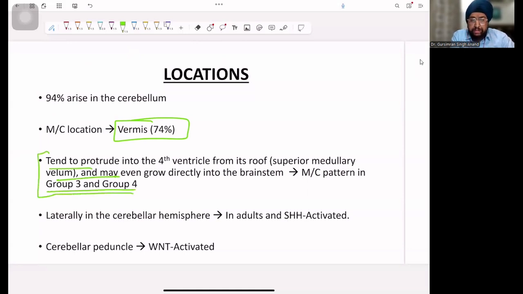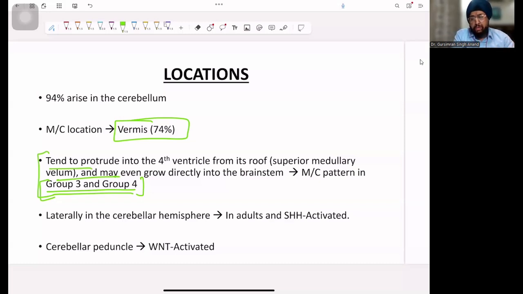This is the most common pattern which is seen in your group 3 and group 4 tumors. Okay, I'll explain what is group 3 and group 4 when I discuss the molecular classification of medulloblastoma. For now, just remember that the most common location is your vermis. Okay, and if they are present in the vermis, they tend to protrude into the fourth ventricle from its roof and may even grow directly into the brainstem. So this is the most common pattern which is visualized in group 3 and group 4 tumors or medulloblastomas.